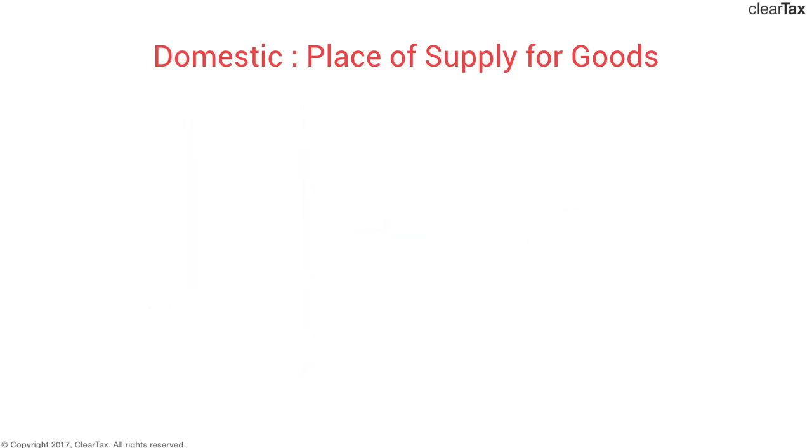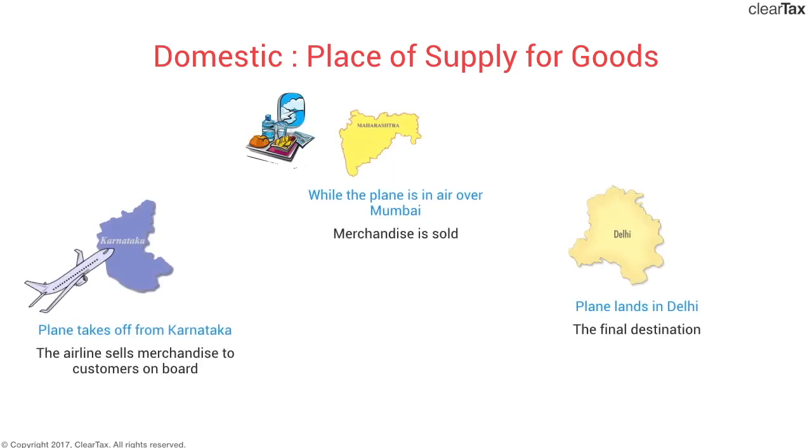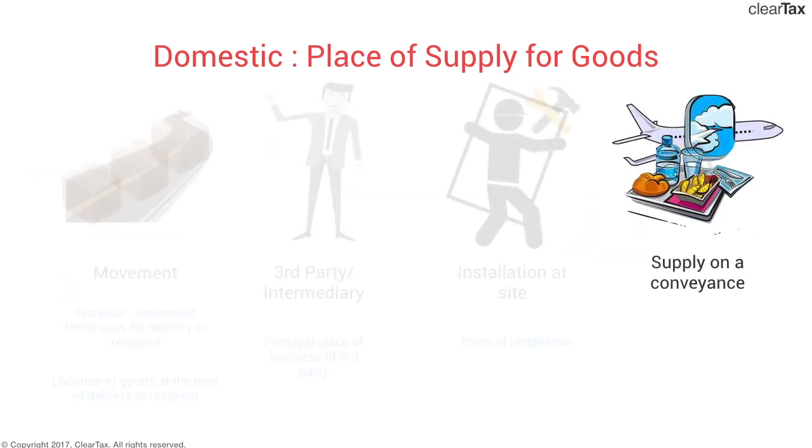Let's apply this logic to our example. We've seen that the plane takes off from Karnataka. Even though the goods are sold while the plane was over Mumbai, the place of supply would be Karnataka. Why? Because that's the place where the goods are taken on board, loaded onto the conveyance. Therefore, in a situation where goods are consumed or supplied on board a conveyance, the place of supply would be the place where such goods are actually loaded onto the conveyance.